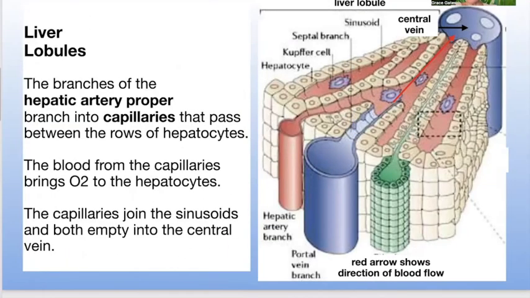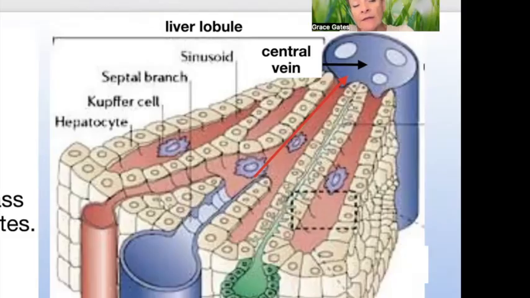The branches of the hepatic artery proper branch into capillaries that pass between the rows of the hepatocytes. The blood from the capillaries brings high oxygen to the hepatocytes. The capillaries join the sinusoids and both empty into the central vein. I have a nice red arrow here showing you the direction of blood flow from the corner of the hexagon of the liver lobule, and the blood flow is going into the central vein.